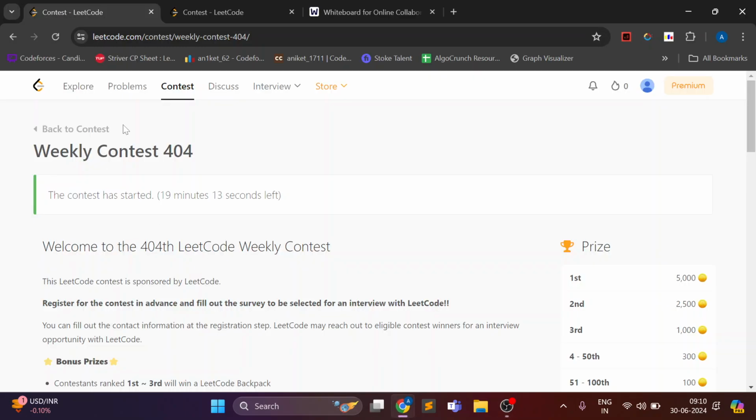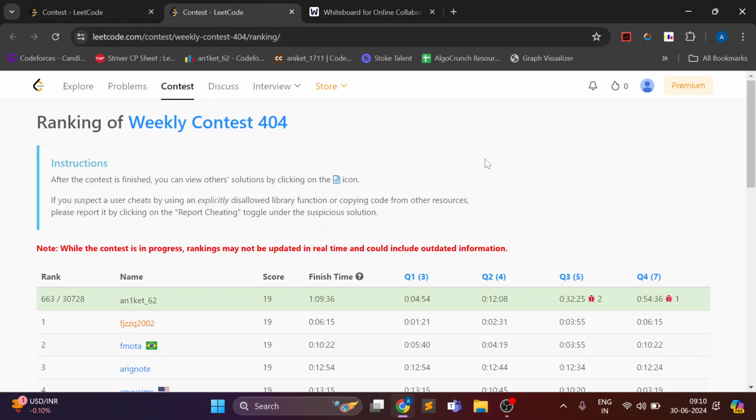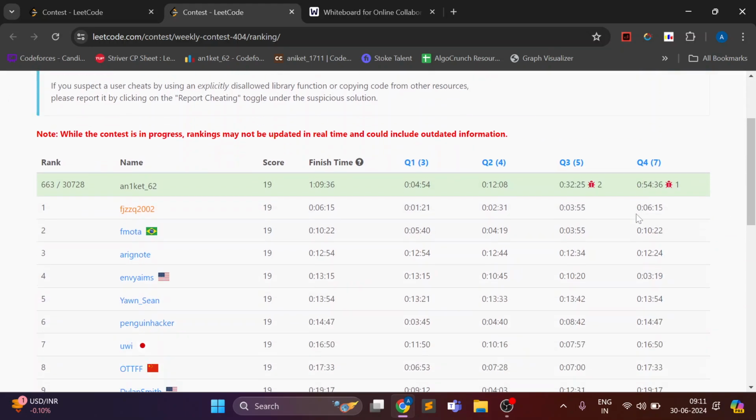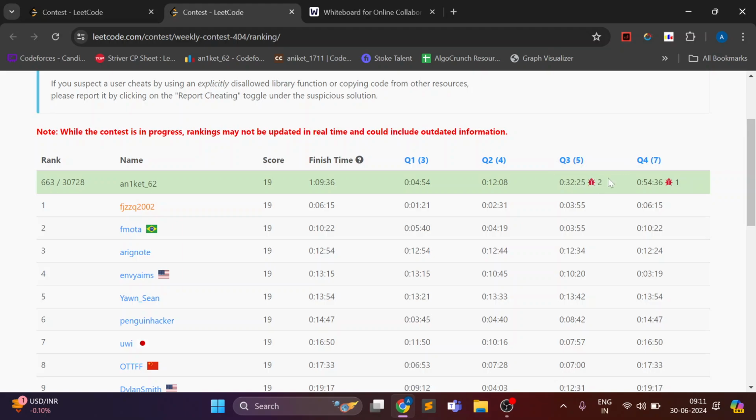So today we'll discuss the editorial for weekly contest 404, and I solved all four problems, but I had some penalties. My rank would be, I think, decent, but these two penalties could be avoided. This is okay, but it could have been improved.